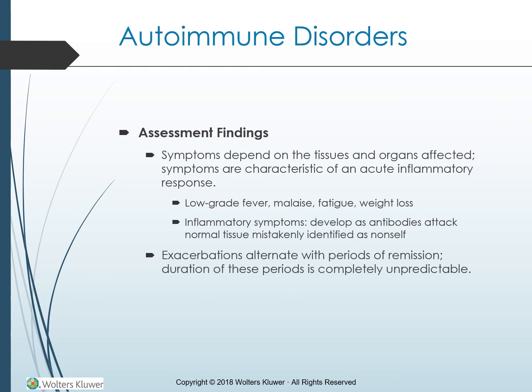Assessment findings. Signs and symptoms. Autoimmune disorders produce various signs and symptoms depending on the tissues and organs affected. The symptoms are characteristic of an acute inflammatory response. They develop as antibodies attack normal tissue mistakenly identified as non-self. In some cases, the inflammatory symptoms are episodic. Periods of acute flare-ups known as exacerbations alternate with periods of remission, which are asymptomatic periods. The duration of these periods is completely unpredictable. During acute exacerbations, clients often experience a low-grade fever, malaise, or fatigue. They may also lose weight.